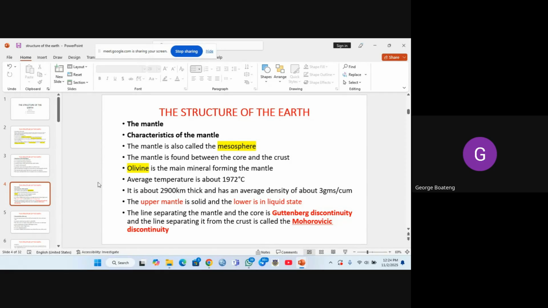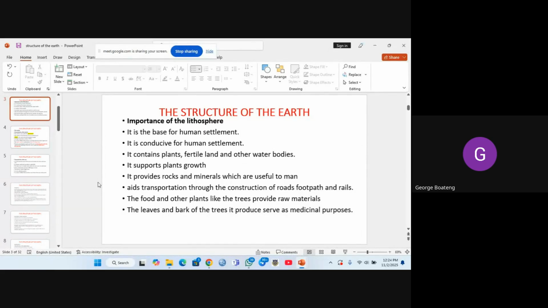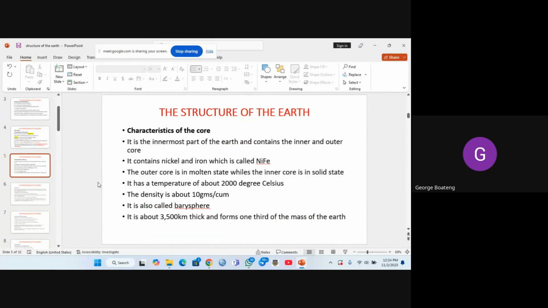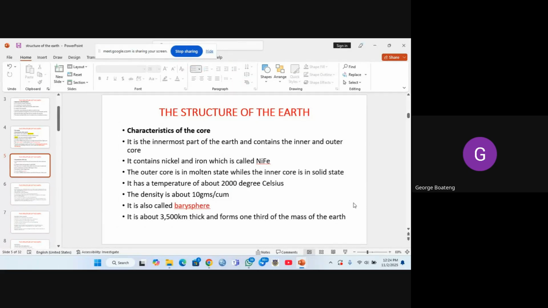So these are a few things that we have under the mantle. Now let's look at the last one. The last one is termed the core. The core is also known as the barysphere. So anytime you hear about barysphere, when you're talking about the internal structure of the earth, you should be thinking about the core.